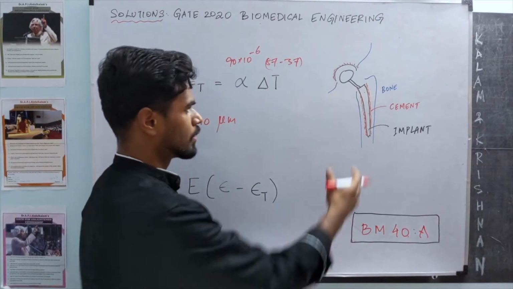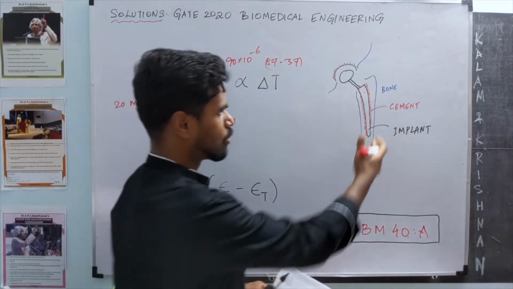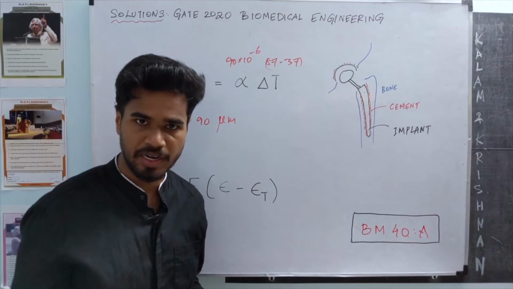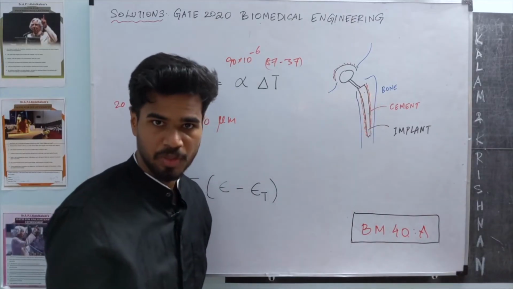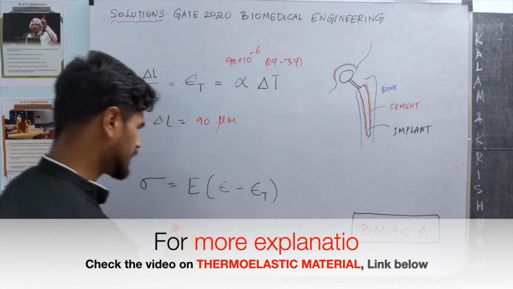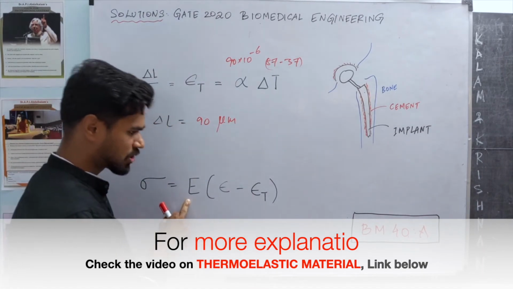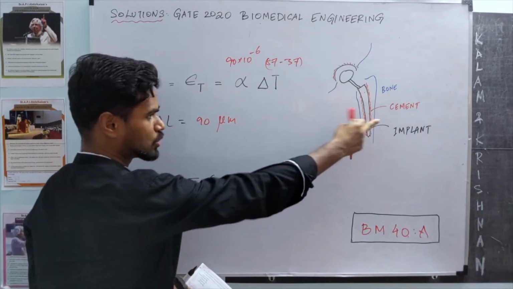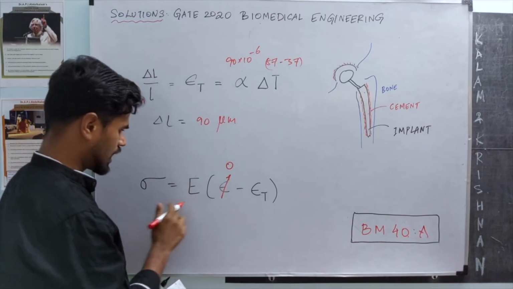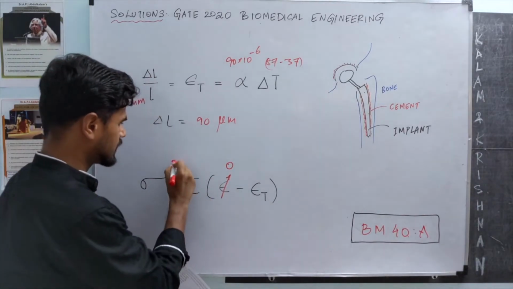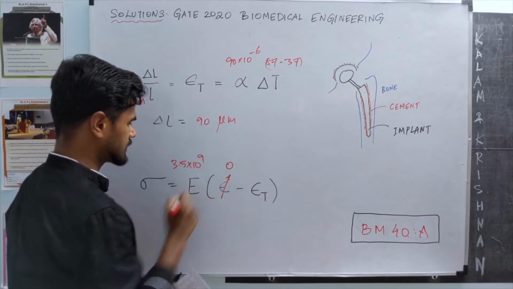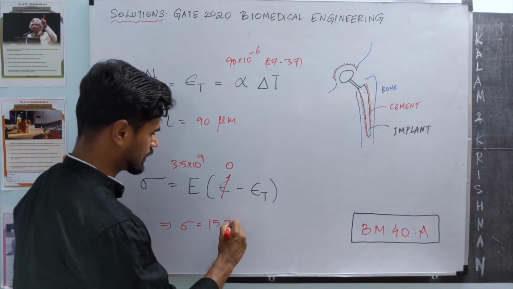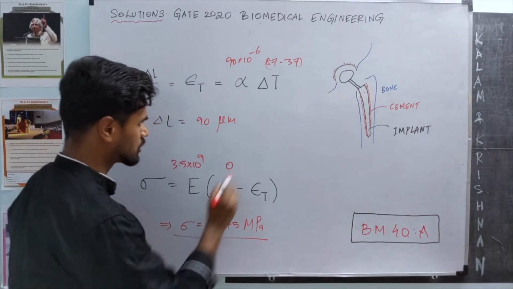And now this is the amount of change in length if the bone cement is free to expand, but it's in between the implant and the bone, so it's not free to expand, okay. So the strain in the bone cement will be 0, but that will develop a stress, and that could be quantified using, the stress would be Young's modulus times strain minus epsilon T, okay, because it is not allowed to expand in between the two cylinders. Epsilon is 0, and we know what is E. E is 3.5 into 10 power minus 9 pascals. This implies sigma is 15.75 MPa. So these two correspond to option A.